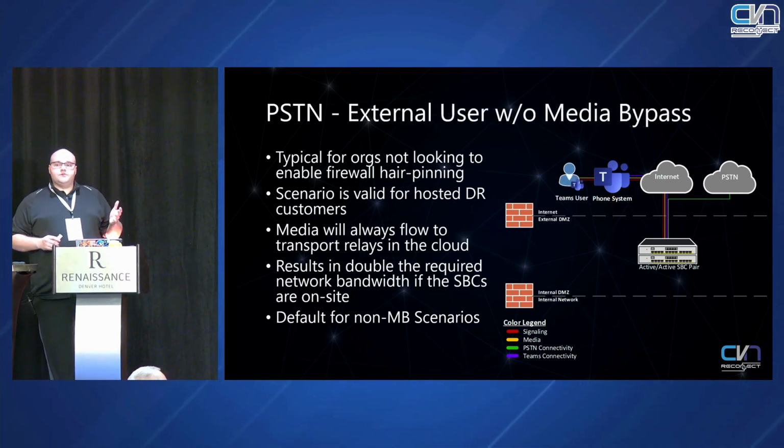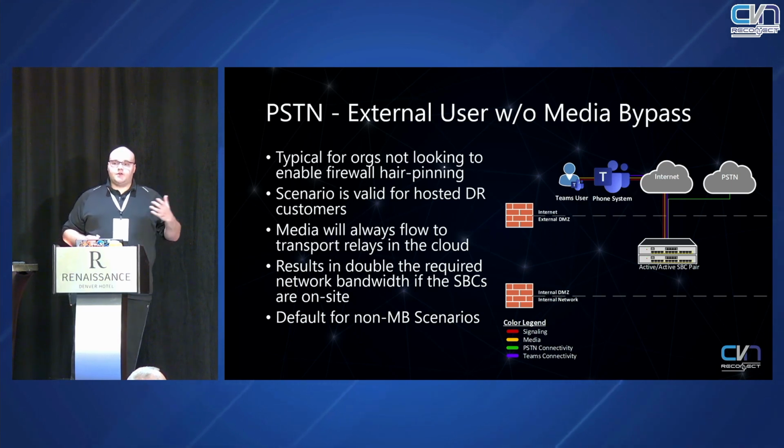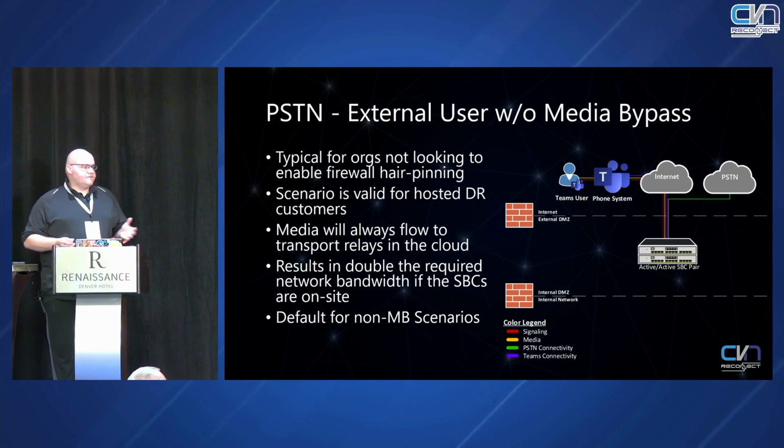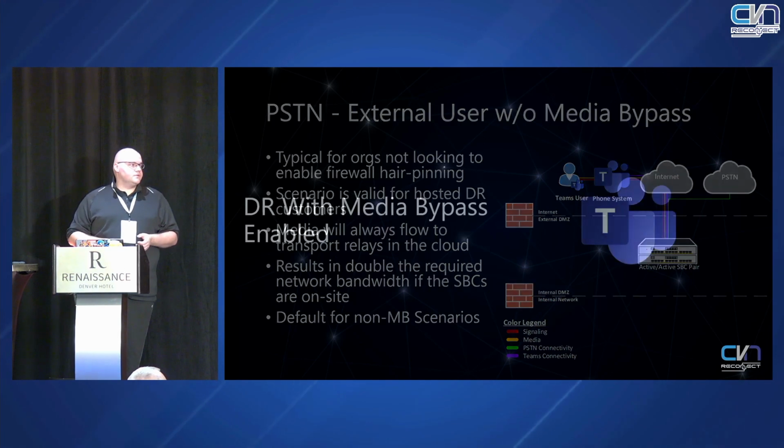So with an external user, the only difference is that instead of going out of your network, you're coming back in and going to the PSTN, but that user is already connecting to Teams in the cloud. So that's an okay scenario. You're not going to really run into any issues with that. It's just you're not going to have that direct path to your on-premises SBCs. So very similar to the internal versus external users.